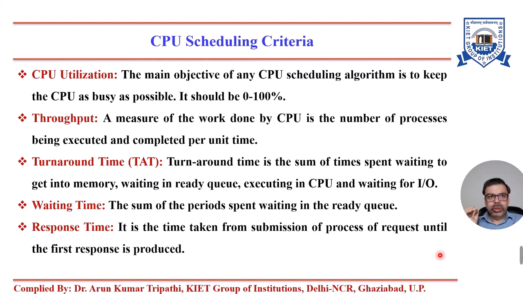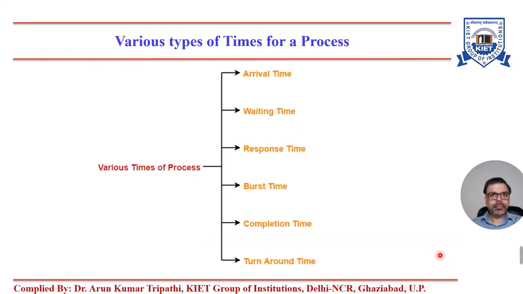Again, I am summarizing. CPU utilization must be maximum. Throughput, that means the amount of work done, should be maximum. Turnaround time should be minimum. Waiting time should be minimum. And response time should be minimum. So these are the basic criteria on which the CPU scheduling algorithms are designed.